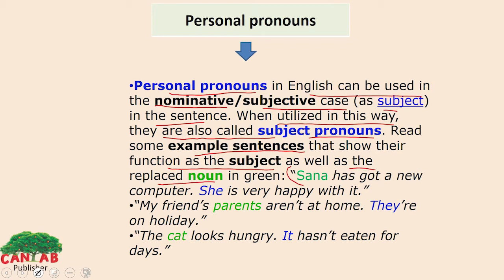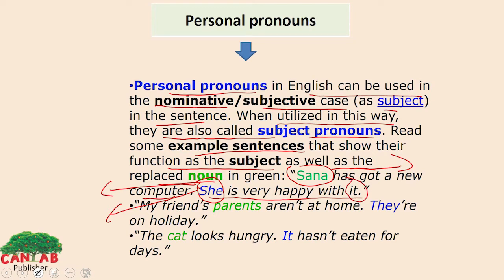Look here in green: Sana has got a new computer. Sana here is a noun. She is very happy with it. Here, she refers to Sana. It's avoiding the repetition of a noun. Here the noun is Sana, and when we avoid the repetition of something or someone, we use a pronoun, here she, and she here is a subject.